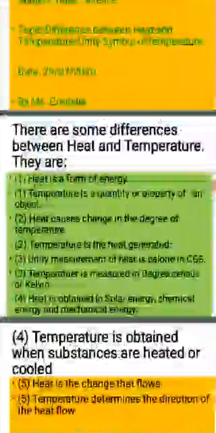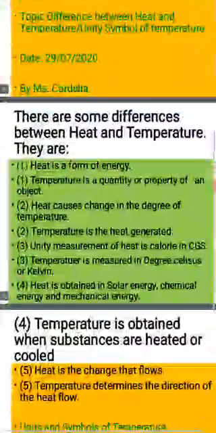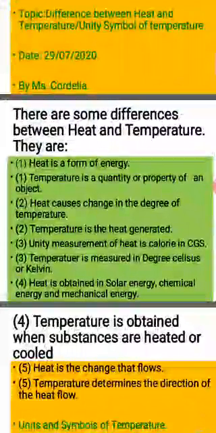Do you understand our topic? We compared the differences between heat and temperature. We said that heat is a form of energy, while temperature is the quantity or property of an object. Heat causes change in the degree of temperature. When there is heat, the temperature will be high. Then when the weather is cool, the temperature will be low. Temperature is generated heat.